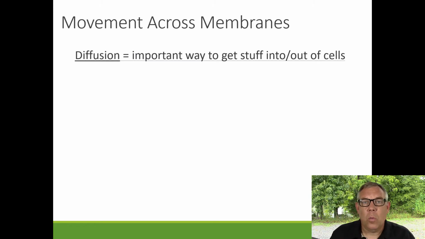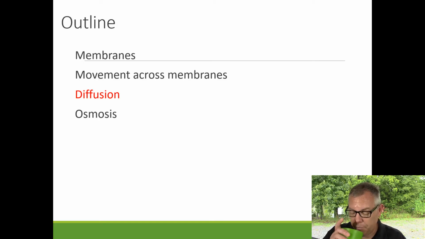Well, an important way to get things into and out of cells is a process called diffusion. This is not the only way, but this is a very important way. So that's why we're talking about diffusion in this lecture. So let's do that.